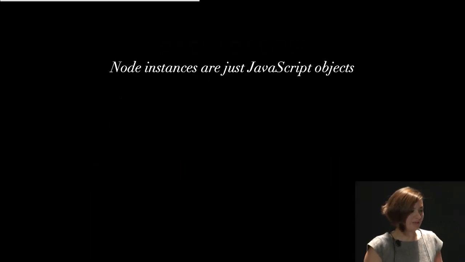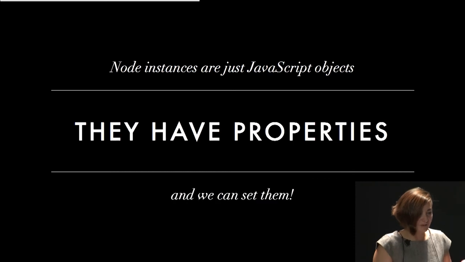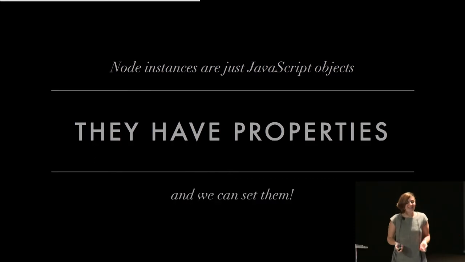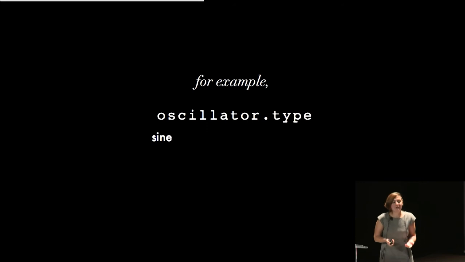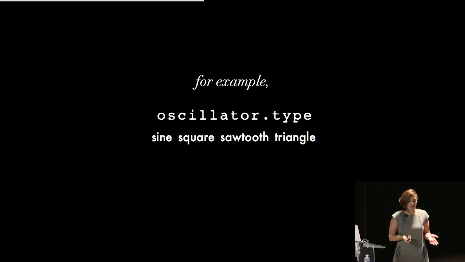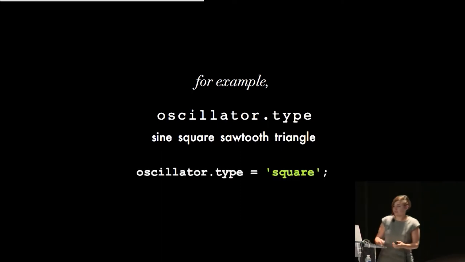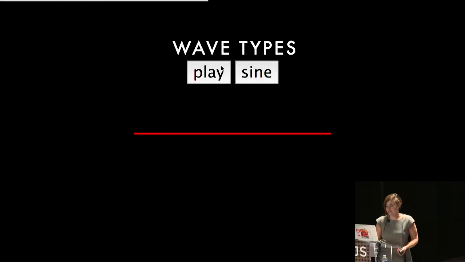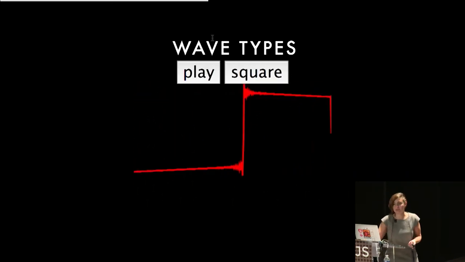And the great thing is that those node instances are just JavaScript objects. They are not weird or mystical or anything, and they have properties, and you can use them because they are JavaScript objects. So, for example, if I want to change the type of sound we're generating, we could just use the type property. And there are some defaults, like sine, square, sawtooth, and triangle. If you've done any subtractive synthesis, those are very familiar to you. So you just change it like this, oscillator.type equals square, and it happens to change instantly. I'm just changing the property, so it's pretty easy to do that.